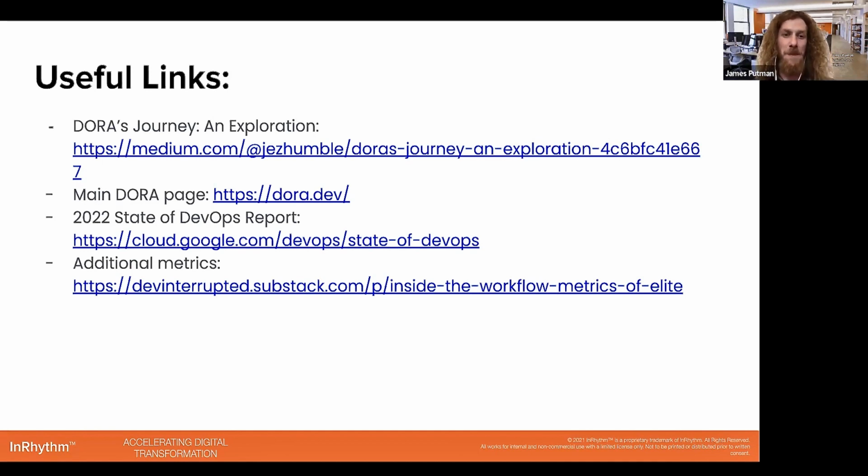The main DORA page, every year they come out with an annual DevOps report. And this is where you can find that information. The 2023 report hasn't come out yet. They just completed the survey, so be on the lookout for that. But there is the 2022 DevOps report that is really nice, has some good information, and some additional metrics down there at the bottom that I talked about towards the end of this presentation, in addition to the DORA metrics.